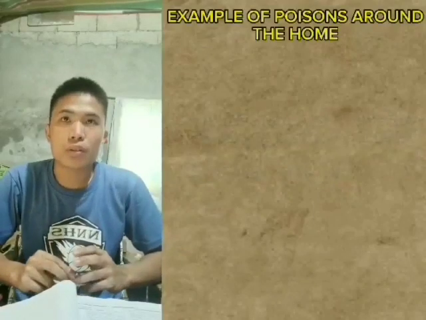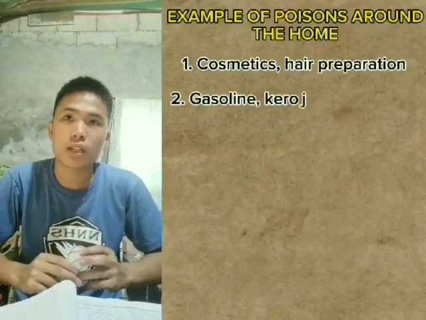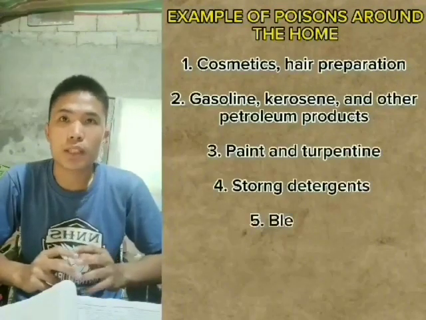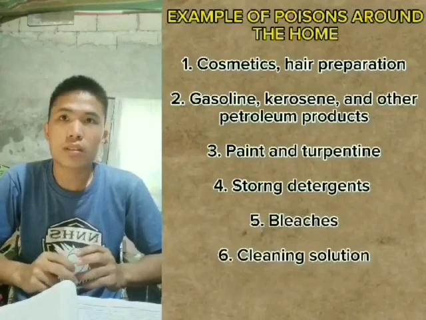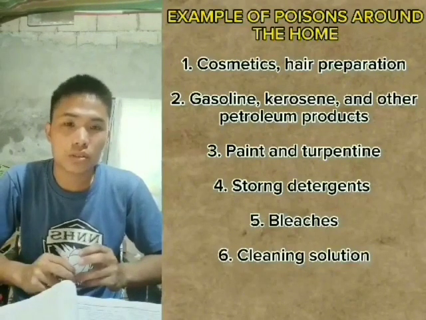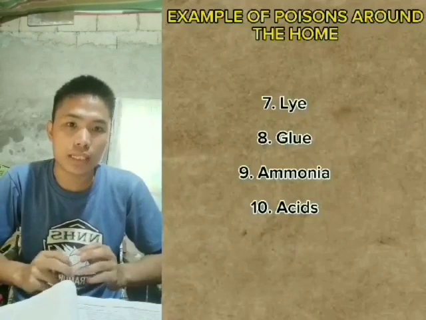So, examples of poisons around the home. First is cosmetic hair preparations. Second is gasoline, kerosene, and other petroleum products. Third is paint and turpentine. Fourth is strong detergents. Fifth is bleaches. Sixth is cleaning solutions. Seventh is lye. Eighth is glue, ammonia, acids.